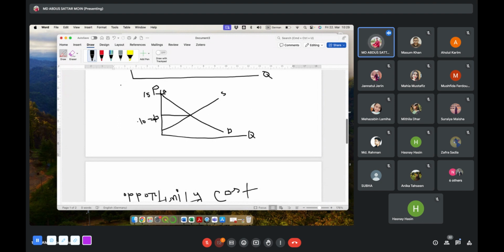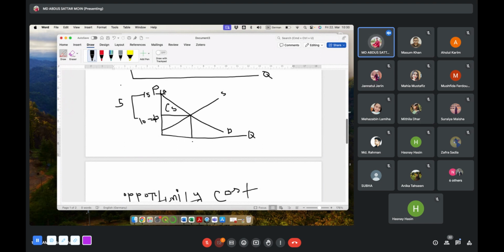So this extra 5 taka is my consumer surplus. Okay, so the difference between your maximum willingness to pay and the market price of the product. So this triangle area is your consumer surplus. Now if you purchase, for each unit, remember this difference is 5. This 5 is the consumer surplus for each unit. Every unit you purchase, you can save an extra 5 taka, to put it simply.